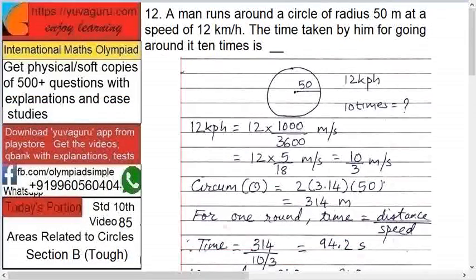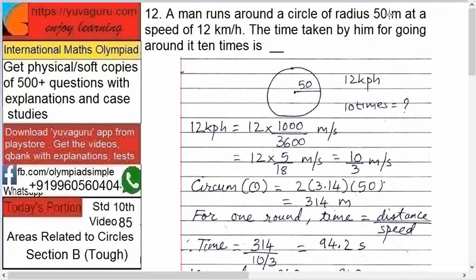Okay. Next, a man runs around a circle at a radius of 50 meters at a speed of 12 kph. The time taken by him for going around it 10 times is, here he is running on the circumference, so just find the circumference and then multiply it by what speed and do all these calculations, and then multiply it by 10. Okay, so 12 kph means first we will have to convert it into meter per second.